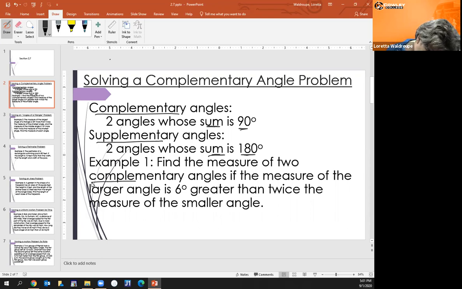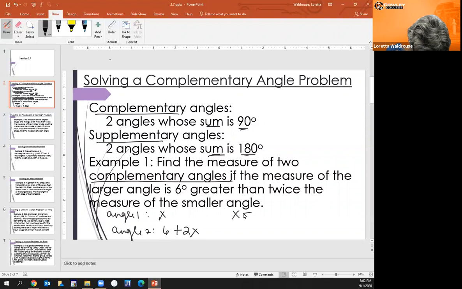Find the measure of two complementary angles. So we have angle 1 and angle 2. If the measure of the larger is 6 greater than twice the smaller. So if I call the smaller x, the larger is 6 greater than twice that. And I know when I add these two angles, I get 90 because they're complementary. So 3x plus 6 equals 90.